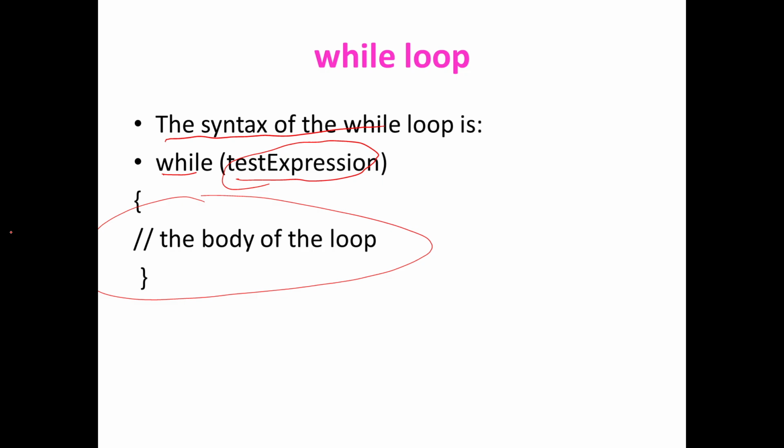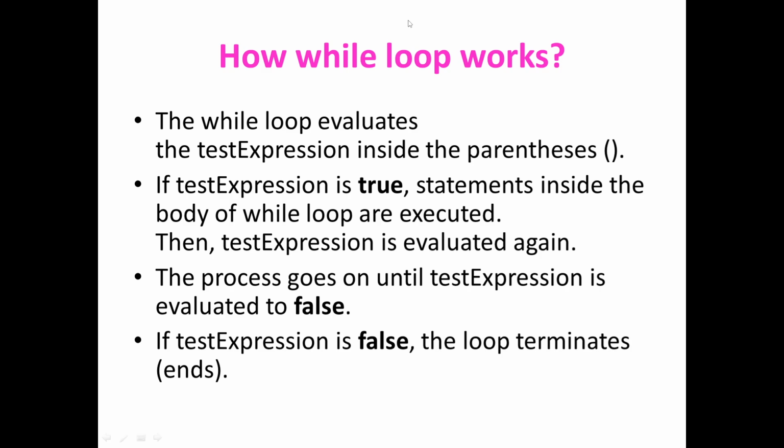So how does this while loop work? Many of you have doubts about this. The while loop evaluates the test expression inside the parentheses. The condition which we mention in that parenthesis is going to be checked. If the test expression is true, then the statements inside the body of the while loop are executed. Otherwise, it's not going to be executed. Then the test expression is evaluated again. The process goes on until the test expression evaluates to false.